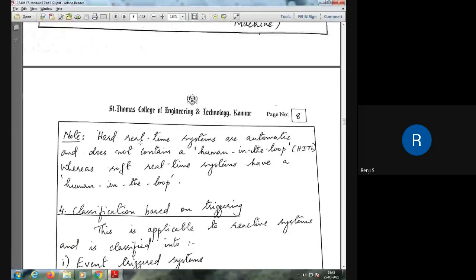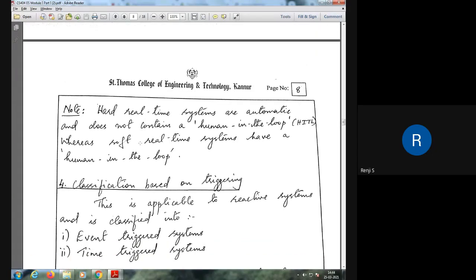Another difference between hard real-time systems and soft real-time systems is that hard real-time systems do not have a human in the loop, which in short we call HITL. There is no HITL in hard real-time systems. If there is a human in the loop, then there is a chance for a delay in the loop. So hard real-time systems usually exclude the human in the loop, whereas in soft real-time systems there is a human in the loop, accepting input from the human and then responding to the answer. Such systems are mostly soft real-time systems. They work with human interaction.